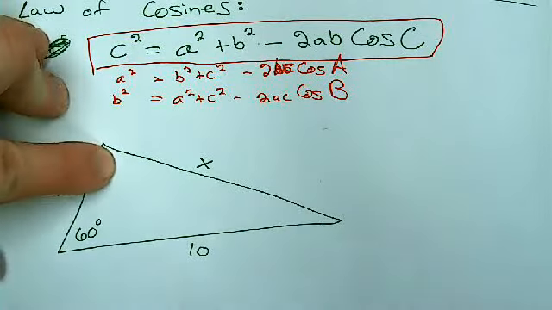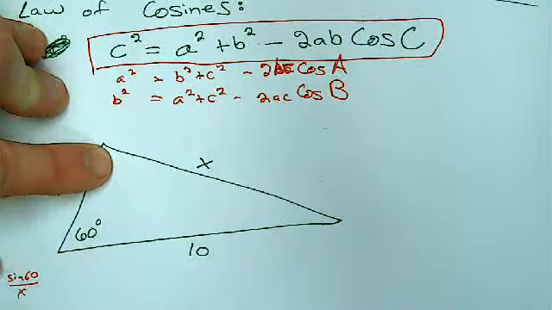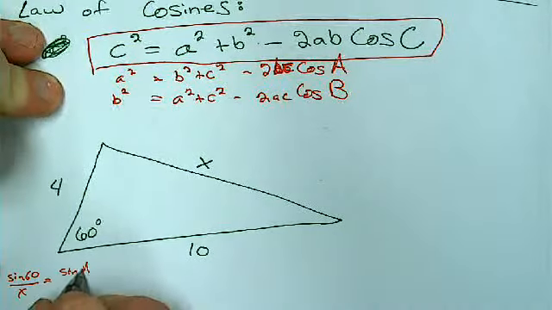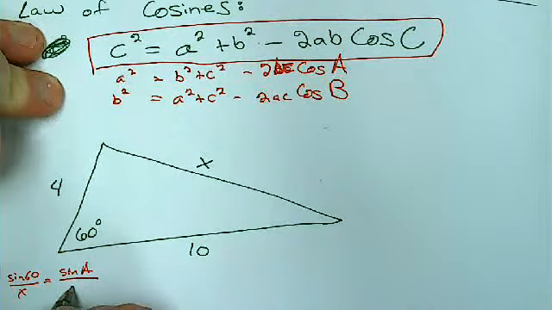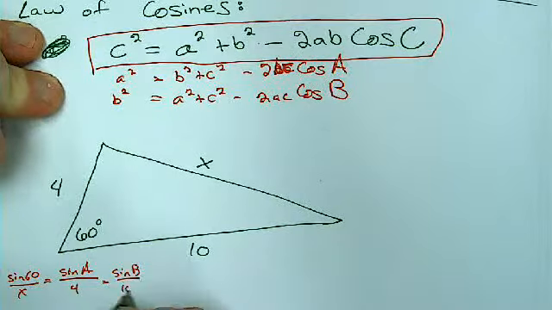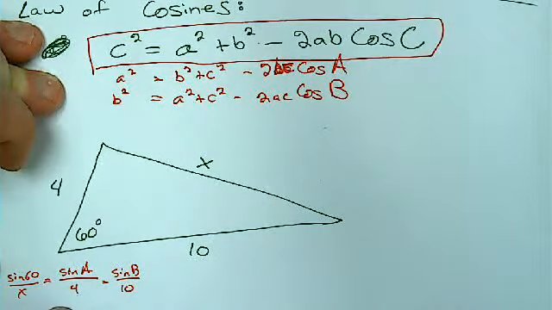If I go to set my proportion up, I'm going to write the sine of 60 over x equals sine of A over 4, sine of B over 10. It still doesn't tell me what x is. I've got too many variables.